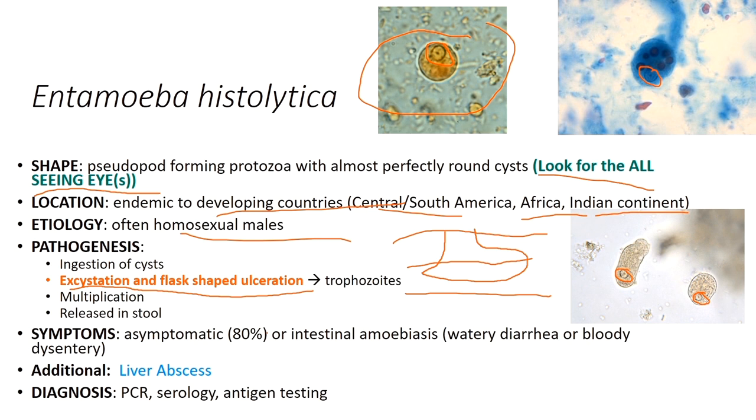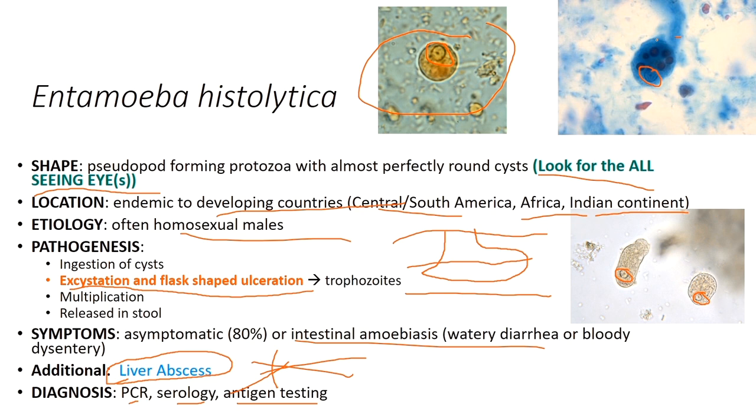The disease this causes is amoebic dysentery, as you probably have heard, or intestinal amoebiasis, which is watery diarrhea or bloody diarrhea. Another additional thing that you're going to be looking for, and this is pretty much going to give it away, is liver abscess. So you see a huge liver abscess. He's got bloody diarrhea. He probably has Entamoeba histolytica. Okay? Diagnosis: PCR, serology, antigen testing, and then obviously looking for these guys in stool.